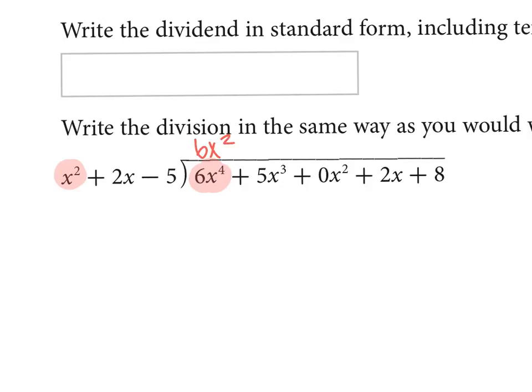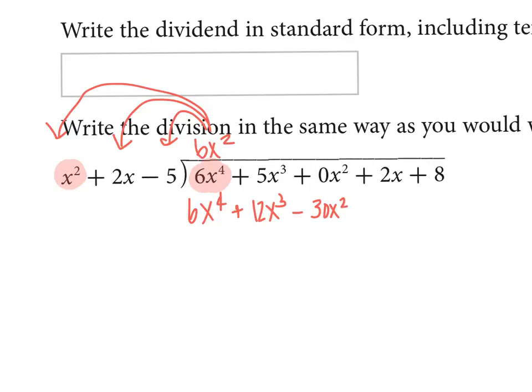And then I distribute. So 6x squared times x squared would be 6x to the fourth. And 6x squared times 2x would be 12x cubed. Isn't that x squared times x to the third? Okay. What about 6x squared times negative 5? Minus 30x squared. So I did all my multiplication. And then what's my next step? Change your sign. Subtract everything, which means I'm changing all of my signs.